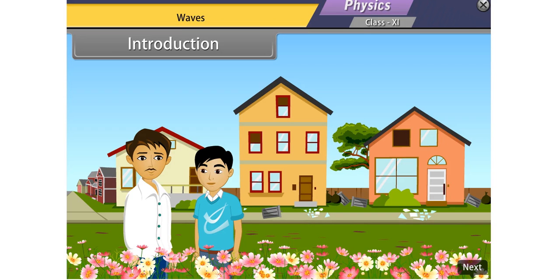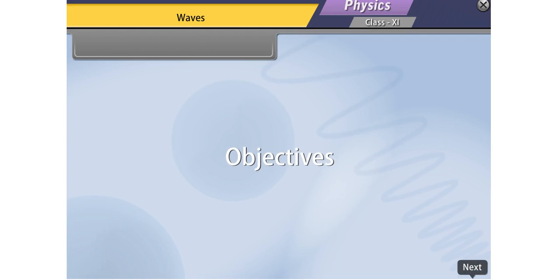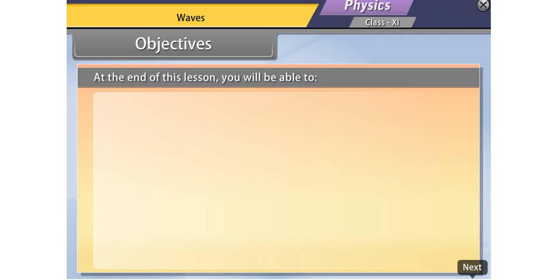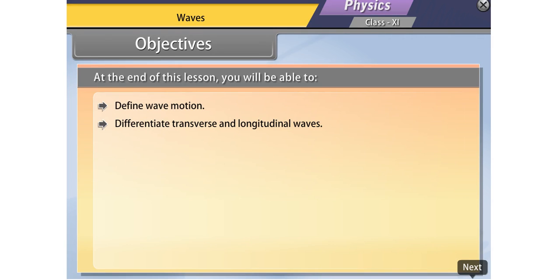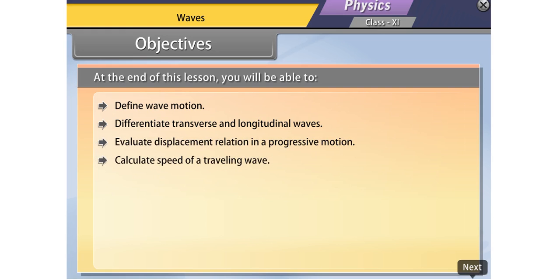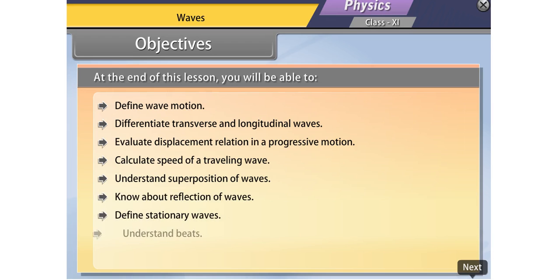Children, today we will study more about the waves. Objectives. At the end of this lesson, you will be able to define wave motion, differentiate transverse and longitudinal waves, evaluate displacement relation in a progressive motion, calculate speed of a traveling wave, understand superposition of waves, know about reflection of waves, define stationary waves, understand beat, analyze Doppler effect.